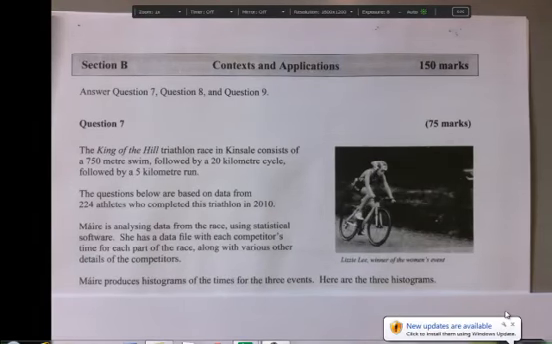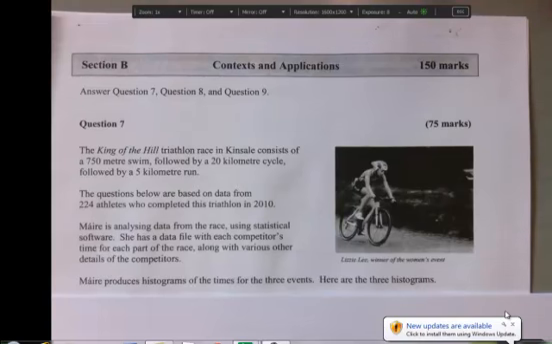This question is just a set of solutions for a test that you guys did. It was a statistics question. It was a Section B, context and applications question. So I suppose we'd refer to these as the longer set of questions.